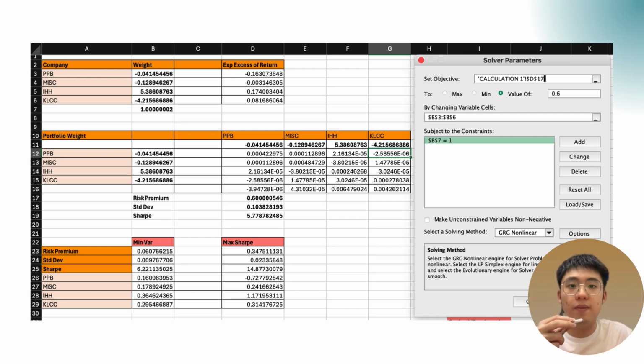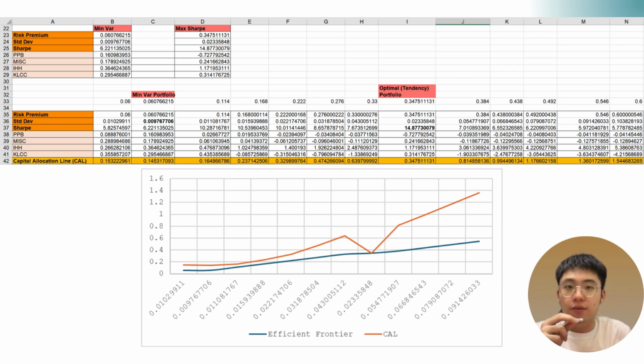After getting the minimum variance and maximum Sharpe ratio of the portfolio, we set a range of the risk premium from 0.06 to 0.6 by using Solver. Same as previous, the only different part is the target cell. Change it to the risk premium and set it to a certain value. After that, the Solver will give us the corresponding weights of the companies according to the value of the risk premium. Arrange the portfolios according to the risk premium in ascending order.